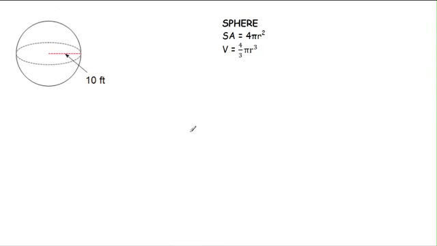All right. Spheres, we have 4 pi r squared. Come on. I mean, this is a piece of cake.